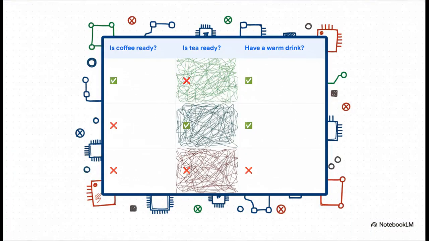Now the OR operator, on the other hand, is a bit more forgiving. With OR, only one of the conditions needs to be true for the final result to be true. So, can I have a warm drink? Well, I can if the coffee is ready, or if the tea is ready. If either one of those is a yes, then yep, the answer is yes. The only way I can't have a warm drink is if both are a no.